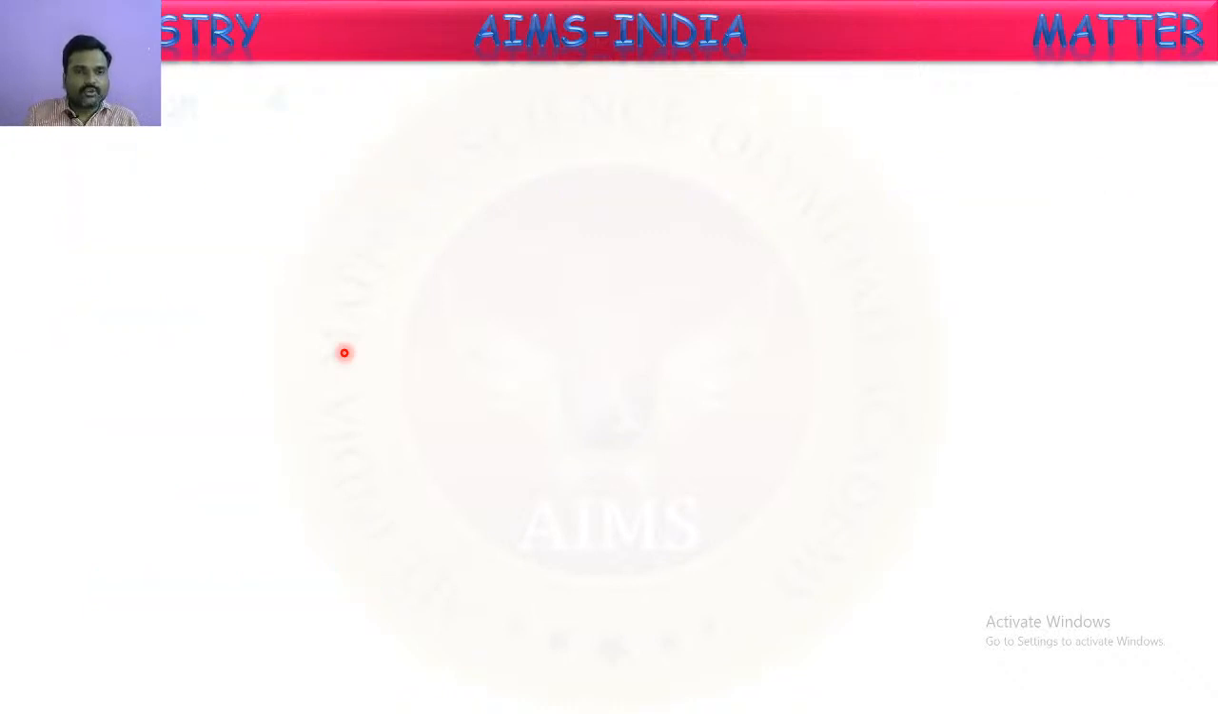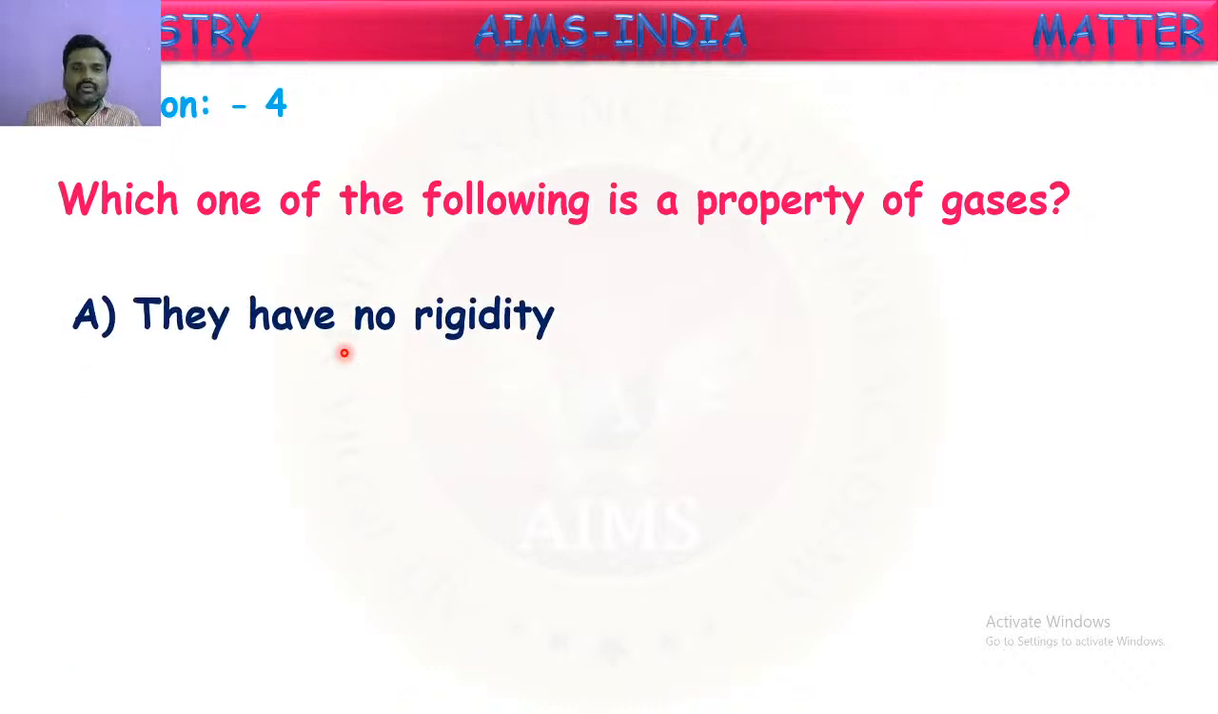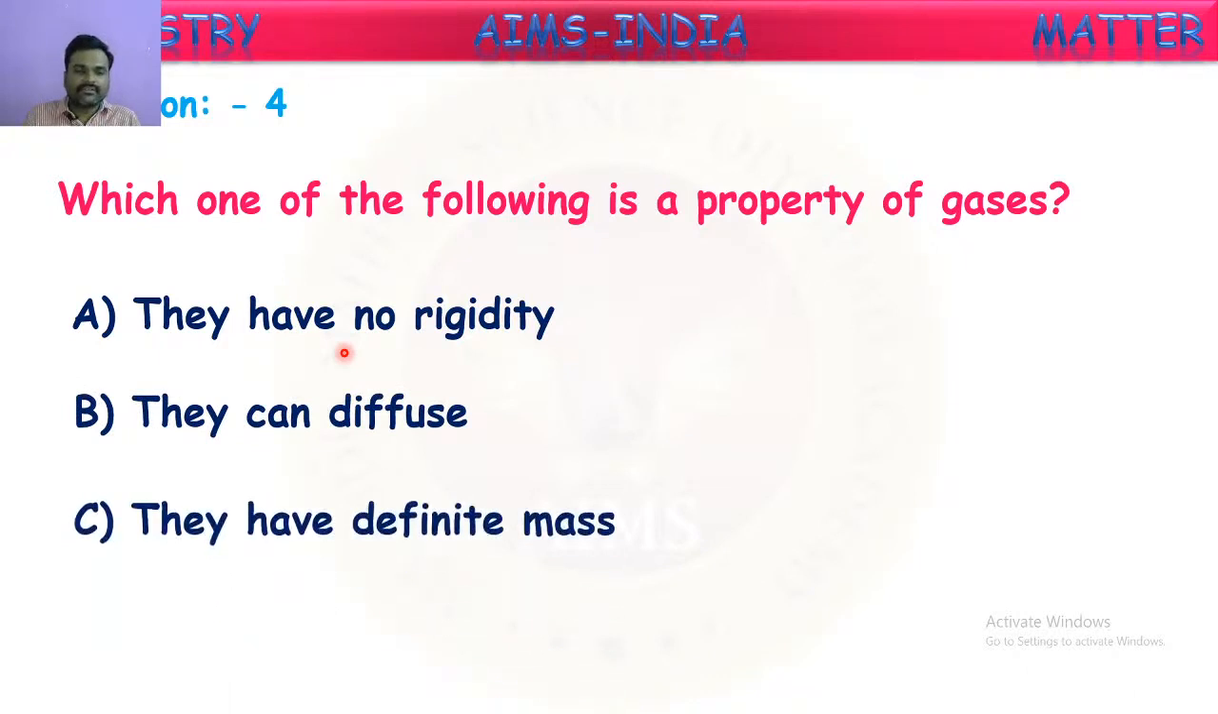Next, let us go through the fourth question. Which one of the following is a property of gases? Let us see the options. They have no rigidity, they can diffuse, they have definite mass, all of these. Let us see what properties are given here about gases.